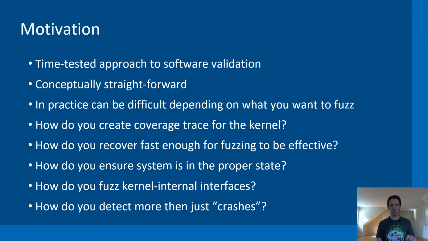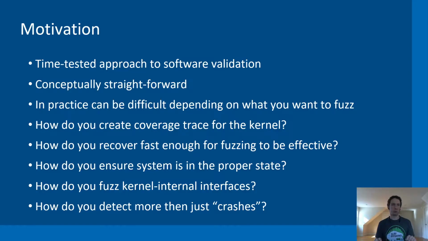So briefly, why we are looking into using VM forking for fuzzing is because fuzzing is a time-tested approach to software validation. It's conceptually straightforward. You generate random inputs to your target code and see if anything bad happens to it. In practice, of course, this can be quite difficult depending on what you want to fuzz.